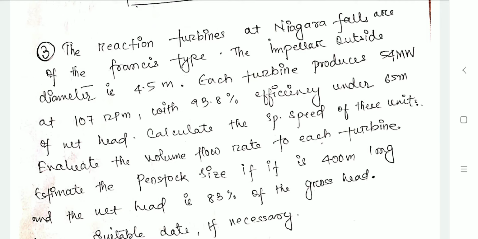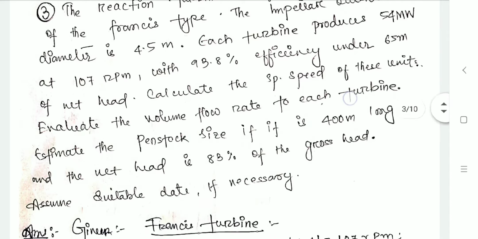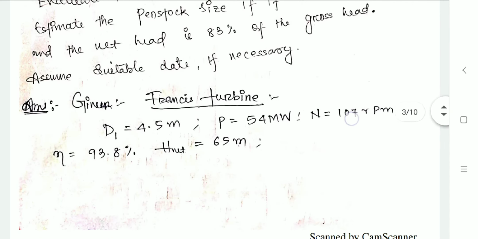Now we move to the next question, that is question number 3. It goes like this: the reaction turbines at Niagara Falls are of the Francis type. The impeller outside diameter is 4.5 meter. Each turbine produces 54 megawatt at 107 rpm with 93.8% efficiency under 65 meter of net head. Calculate the specific speed of these units. Evaluate the volume flow rate to each turbine. Estimate the penstock size if it is 400 meter long and the net head is 83% of the gross head. Assume suitable data if necessary.